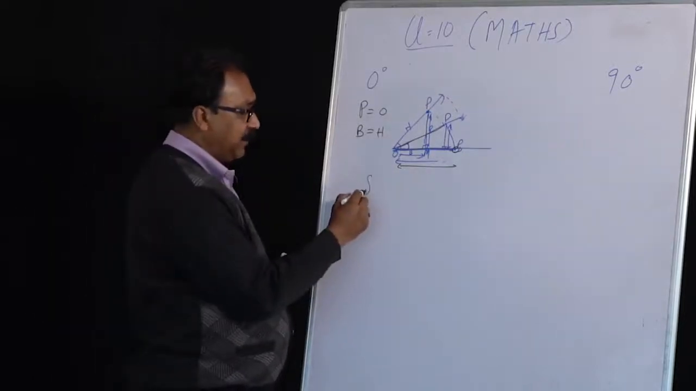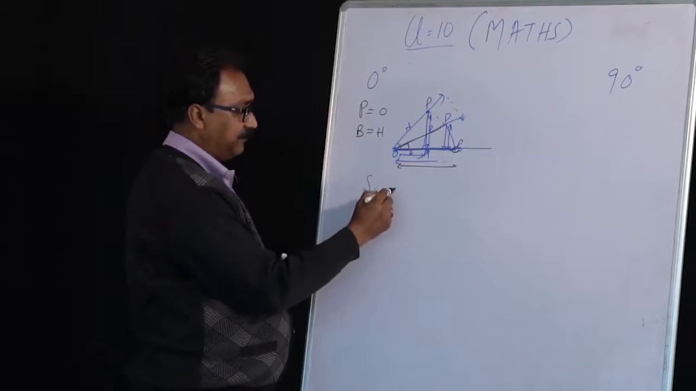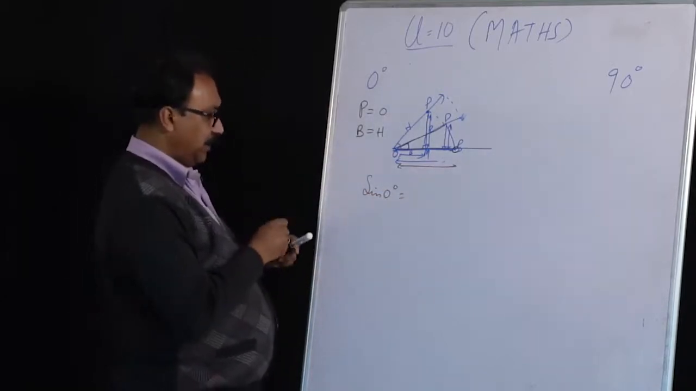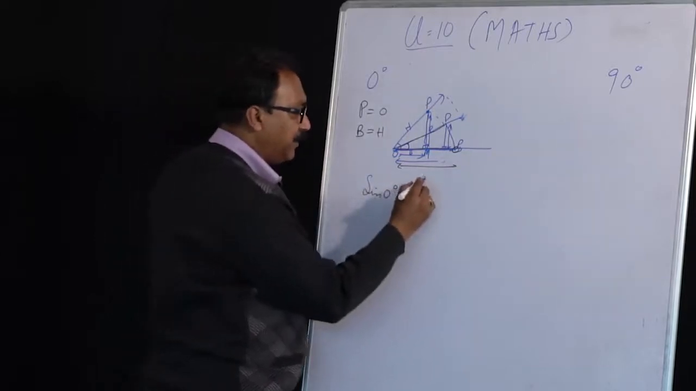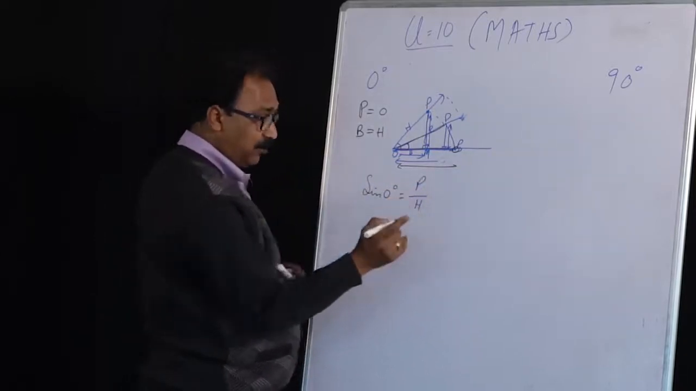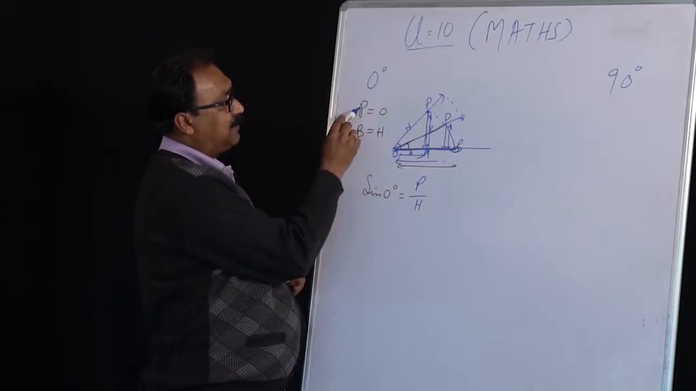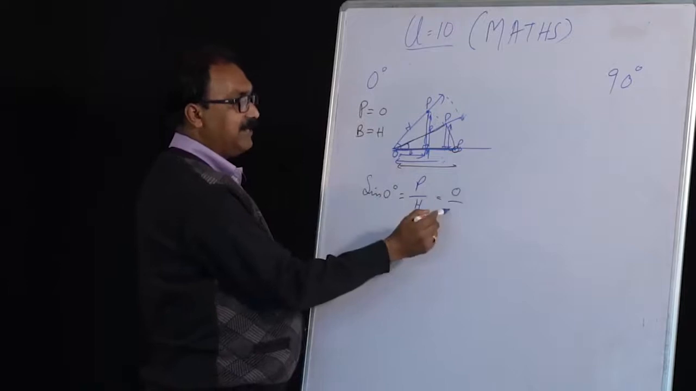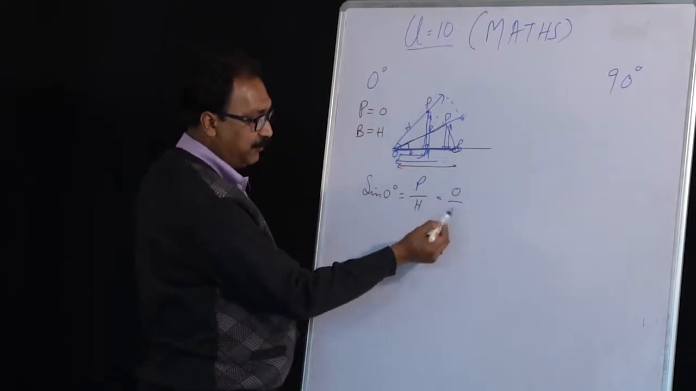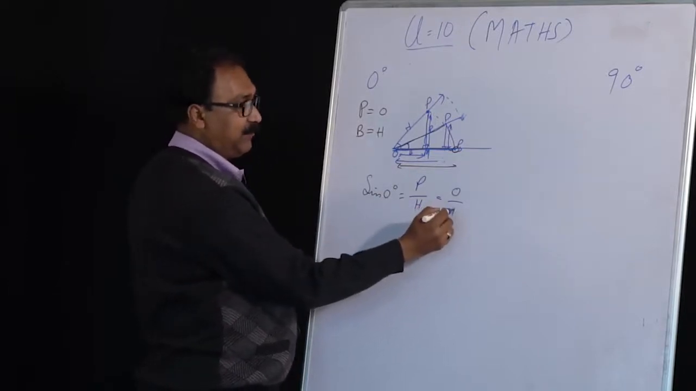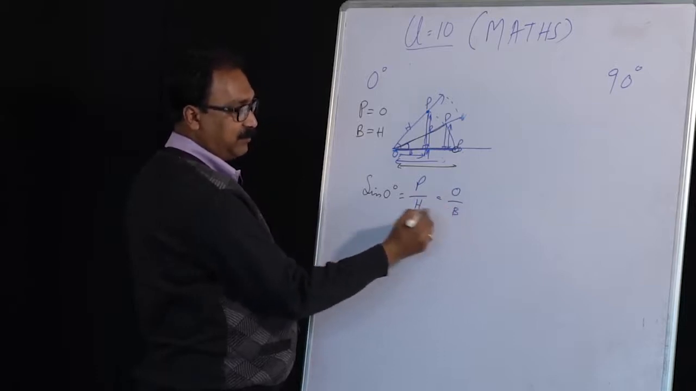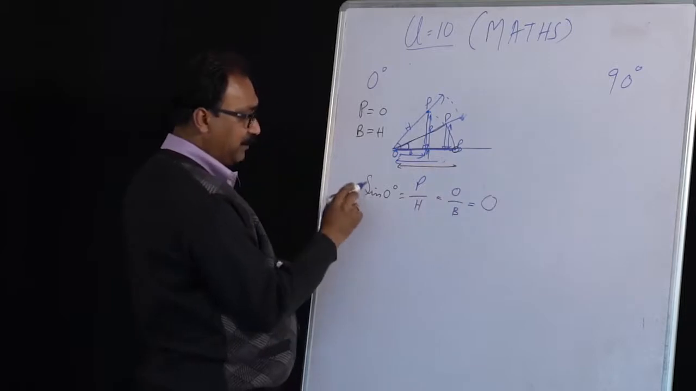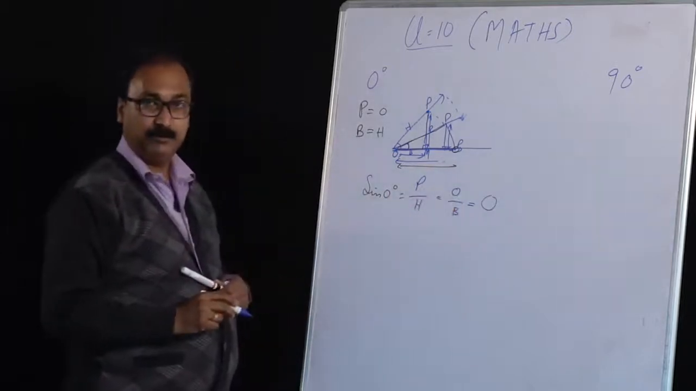Look at this. Sine 0 degree. What is the value of sine 0 degree? The formula is P by H, perpendicular by hypotenuse. We know this from the last class. The perpendicular is 0. Base and hypotenuse, I can consider anything. I can write H equal to B, all are the same. So we can use anything, but 0 by anything is 0. So sine 0 degree value is 0.